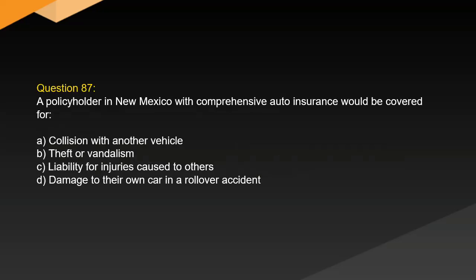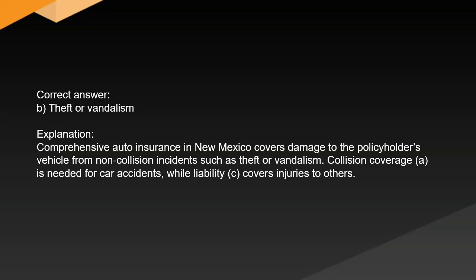Question 87. A policyholder in New Mexico with comprehensive auto insurance would be covered for: A, collision with another vehicle; B, theft or vandalism; C, liability for injuries caused to others; D, damage to their own car in a rollover accident. Correct answer: B, theft or vandalism. Explanation: Comprehensive auto insurance in New Mexico covers damage to the policyholder's vehicle from non-collision incidents such as theft or vandalism. Collision coverage, A, is needed for car accidents, while liability, C, covers injuries to others.